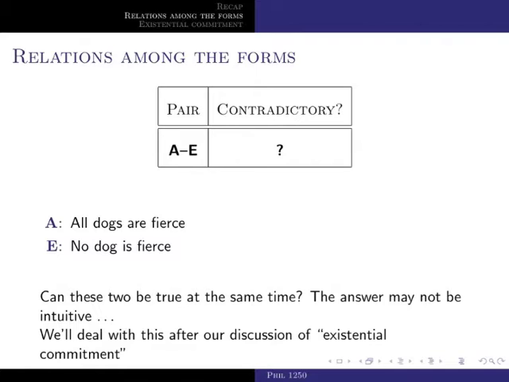Well, yes, it is quite possible for both sentences to be false. In fact, that is the case, right? It is not true that all dogs are fierce, and it isn't true that no dog is fierce. So although both can't be true at the same time, both can be false at the same time. So these pairs of sentences are what logicians used to call contraries. And the notion of a contrary is not the same as the notion of a contradictory. We'll keep on discussing this later.